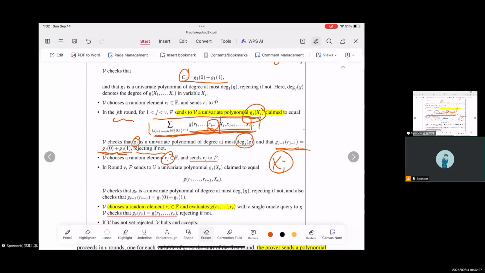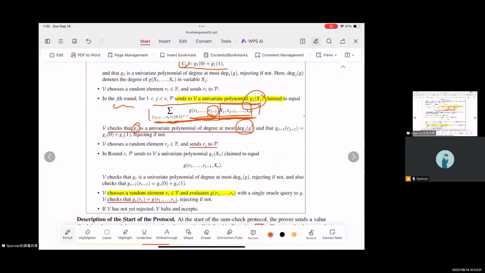So now we can see this logic. It's just step by step in each round. For each step, first the prover sends the univariate polynomial, but in every round the polynomial is different from the one in the previous round.